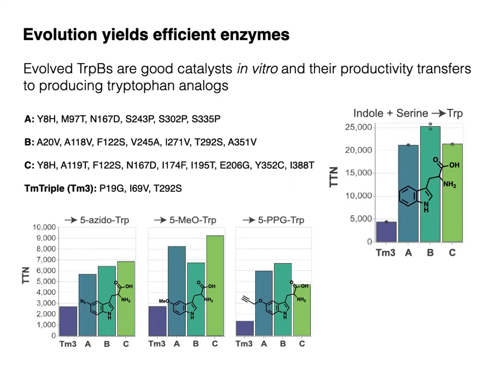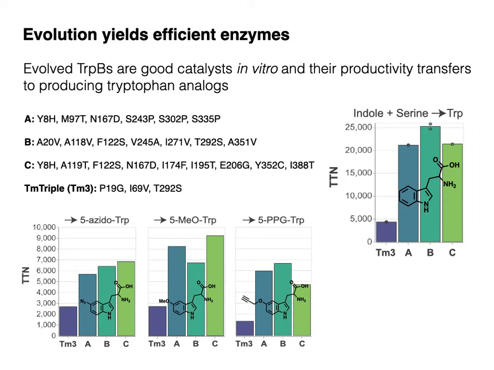This high activity held up in vitro studies. Here, the Arnold group expressed our variants and found that in a test tube, they could produce tryptophan from indole and serine with higher productivity than a previously engineered benchmark version of TRPB called TM triple. What we were also glad to find was that the increased activity of evolved TRPBs transferred to other indole substrates as promiscuous activity, producing unnatural tryptophans, which was our ultimate goal.